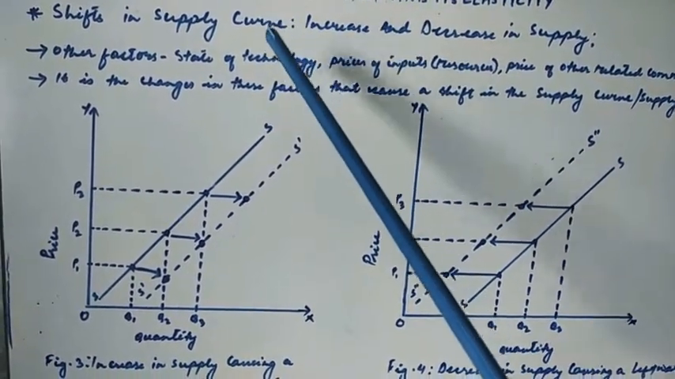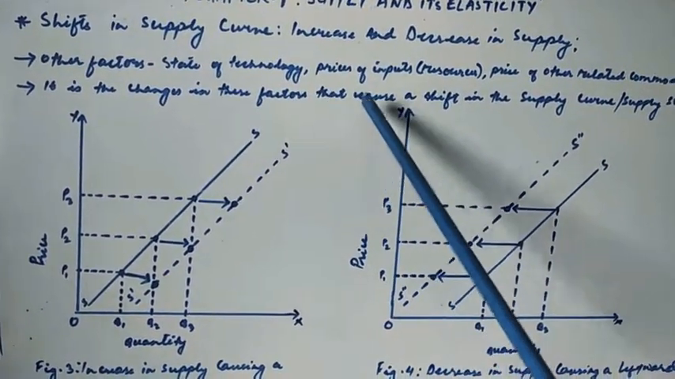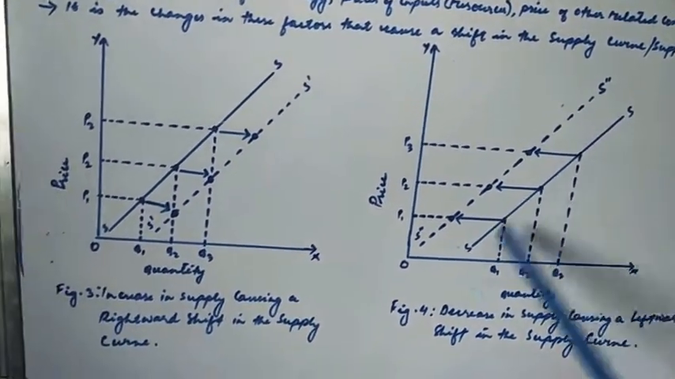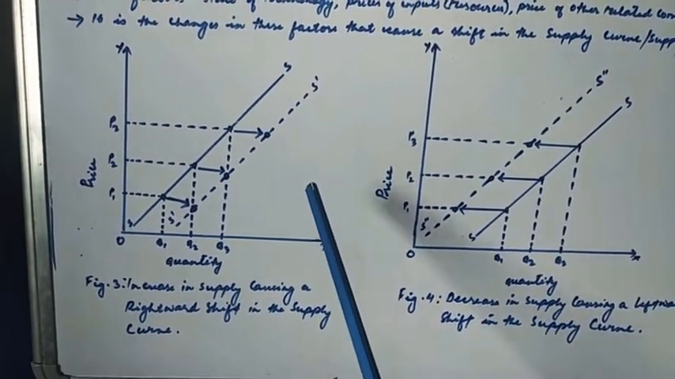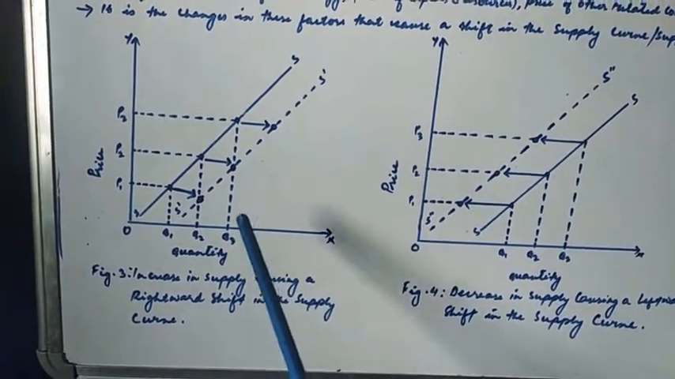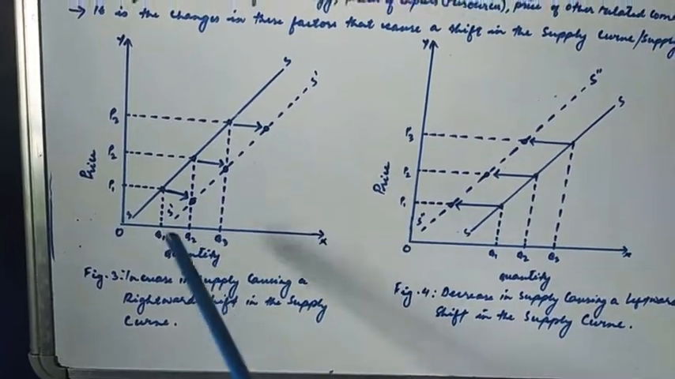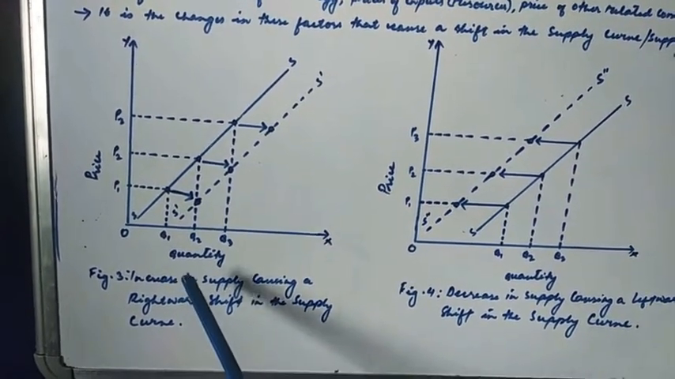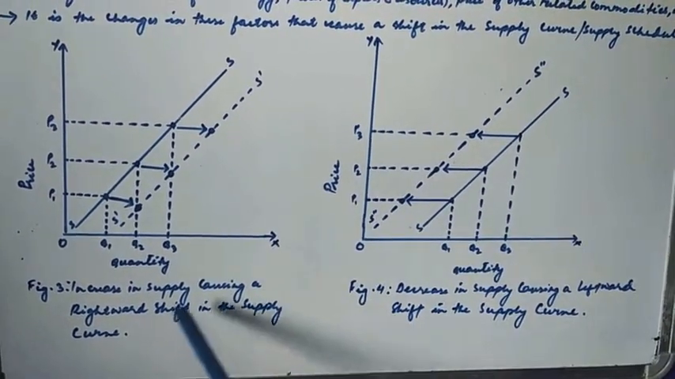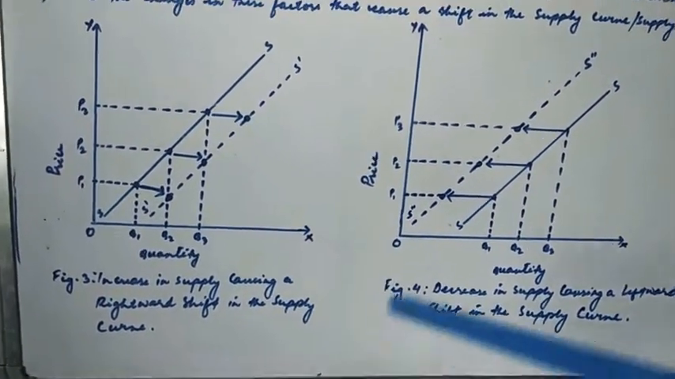So changes in these factors cause the shift in the supply curve or the supply schedule. We have two kinds of shift of the supply curve, that is rightward shift and leftward shift. Why rightward shift? Because there is an increase in the supply. Why leftward shift? Because there is a decrease in the supply, a decrease in the quantity that is supplied.